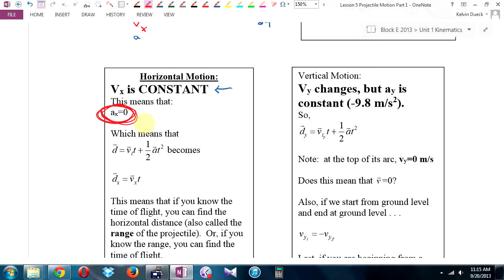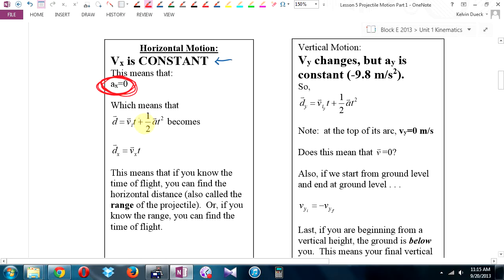Okay? What else does this mean? Well, it means that if you know the time of flight, you can find the horizontal distance, which is also called the range. Or if you know the range, you can find the time of flight. You're going to find in projectile questions that most of the time, no pun intended, you spend finding time. In fact, you're going to find if they give you the time of flight, the question's pretty wishy-washy and falls apart. You're going to spend most of your time finding time. And how you find time will be determined by what kind of information they give you.